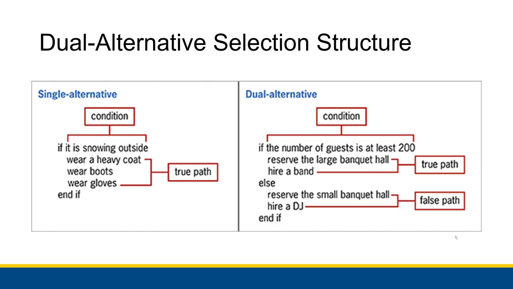Here's a comparison between our single alternative example that we saw before and the dual alternative example. In this case, we have the condition. The claim I'm making is the number of guests is at least 200, greater than or equal to 200. If my condition is true, I go down the true path. I reserve the large banquet hall, I hire a band.